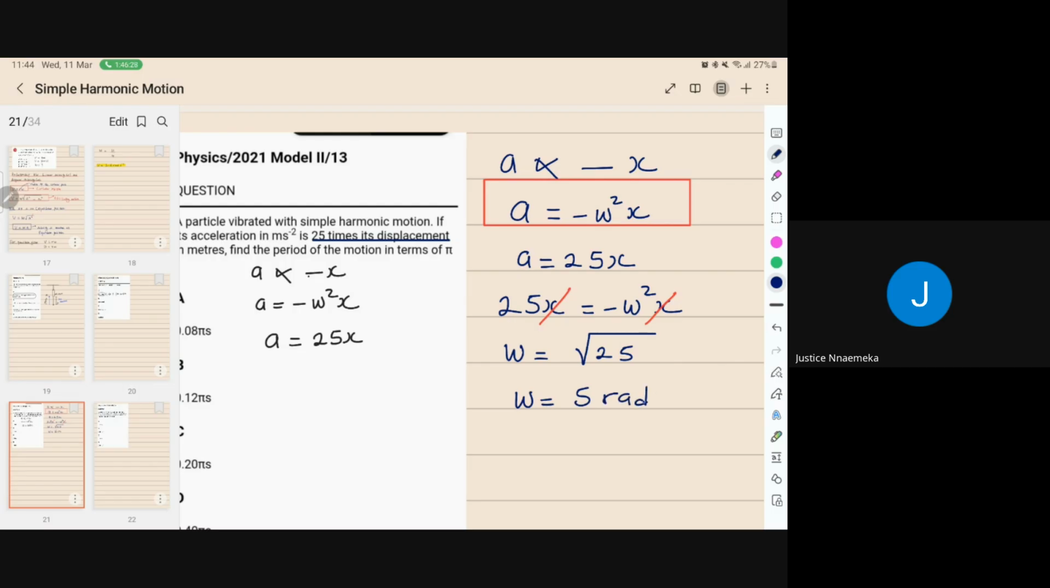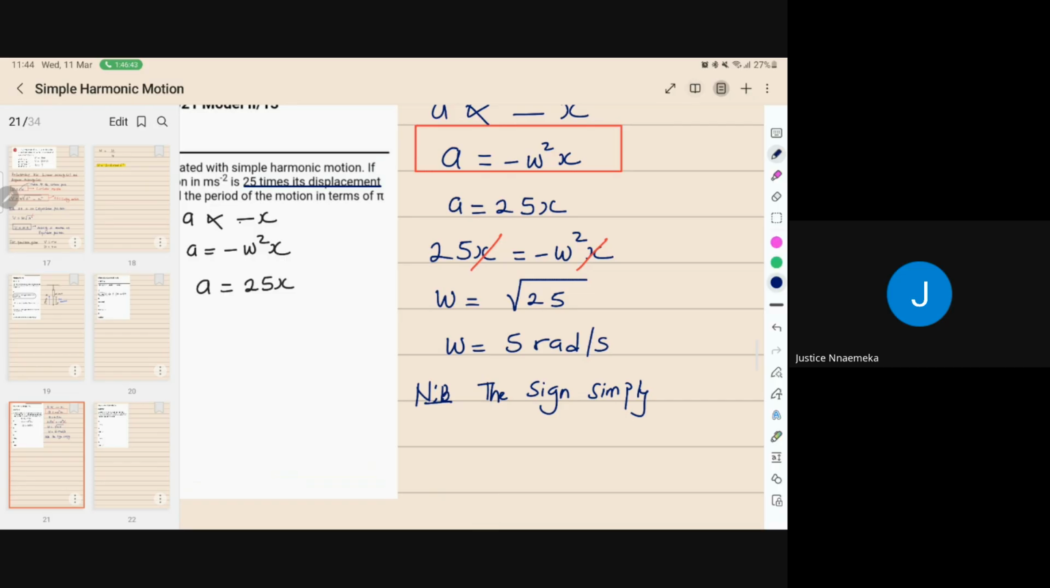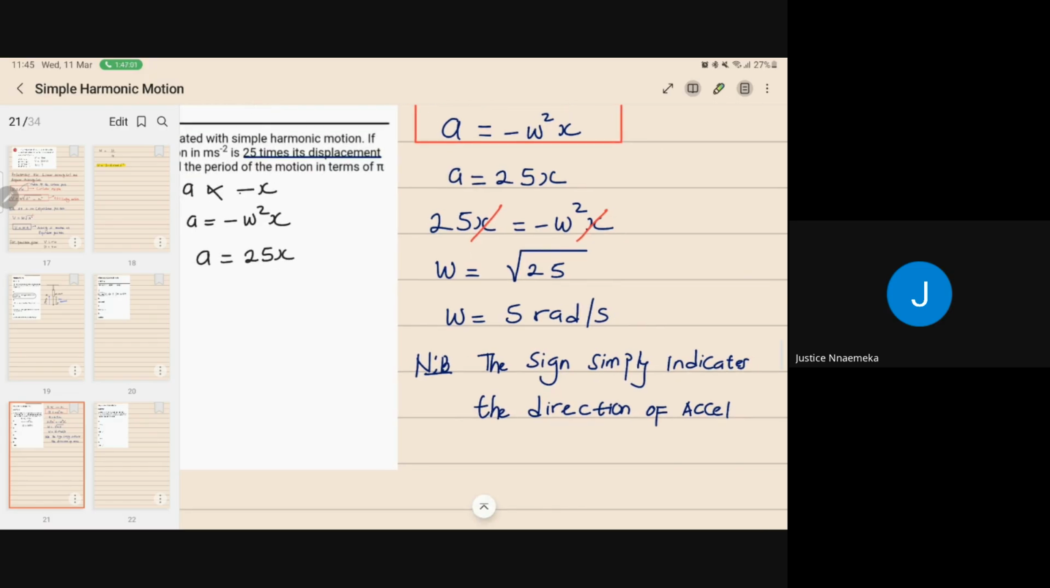5 rad per second. Note that the sign simply indicates the direction of acceleration. Are we together? Direction of acceleration. But are we done yet?